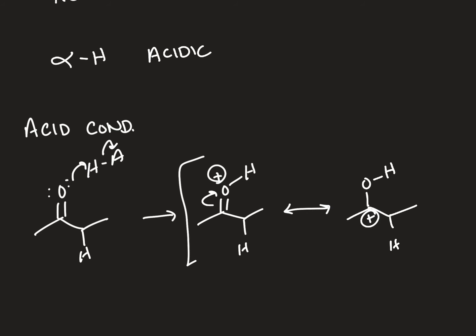This increases the acidity of that hydrogen, and now the conjugate base of our acid catalyst can come in and pull that off and kick those electrons in to form the enol. So that would be how we can help push the keto form to the enol form using an acid catalyst.